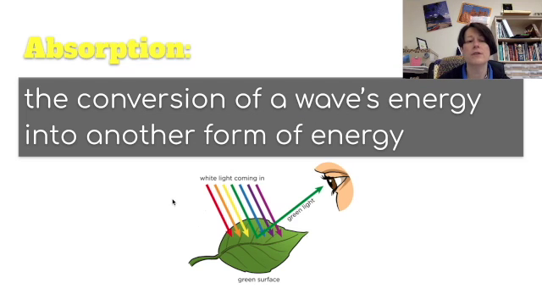Now, light, or waves, can also be absorbed. Absorption is the conversion of a wave's energy into another form of energy. So in this case, it is light. White light is coming in, and white light is made up of all the colors of the rainbow. Green light reflects. That's why a leaf looks green: the green light is reflecting to your eye. All of the other colors are being absorbed for use by photosynthesis.